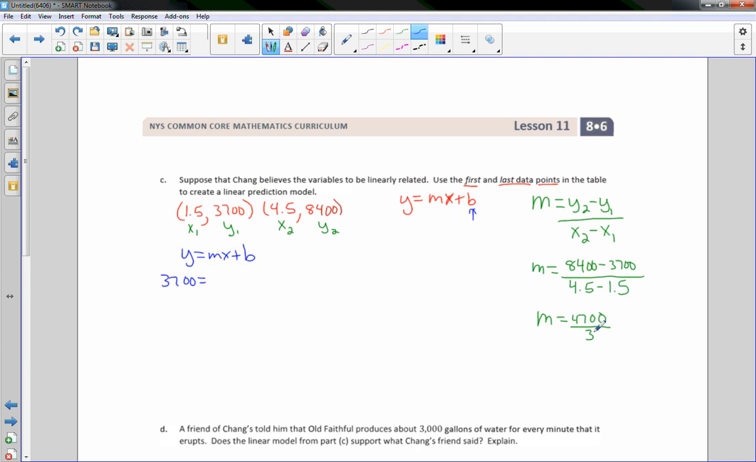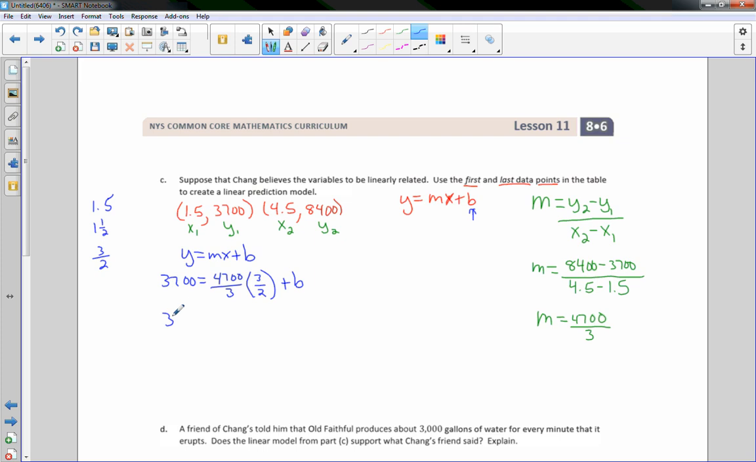My m I found over here is 4,700 over 3 times my x from the same point, which is 1.5. Well, 1.5 is 1 1/2. And if I make that improper, 2 times 1 is 2 plus 1 is 3. It's also considered 3/2. And that's what I'm going to use here because it will reduce nicely. So there's my equation all set up. The only thing I don't know is my b.